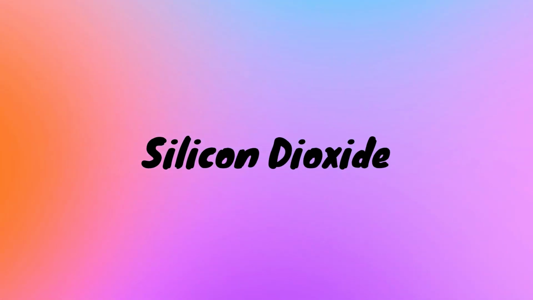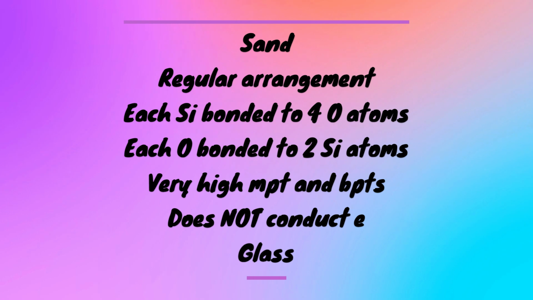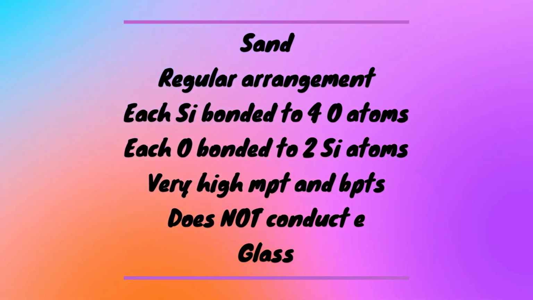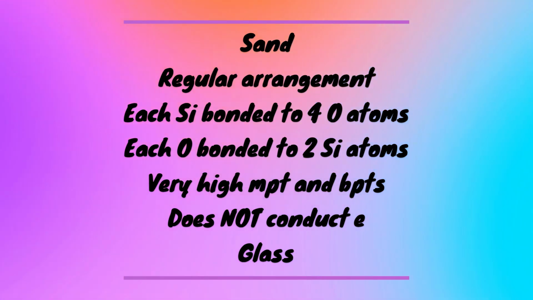We then have silicon dioxide or silica, and this is the main compound found in sand. It is an example of a substance with a giant covalent structure, and atoms are joined together in a regular arrangement. There is no set number for the amount of atoms joined together. However, each silicon is bonded to 4 oxygen atoms, and each oxygen is bonded to 2 silicon atoms. It has a very high melting and boiling point. It cannot conduct electricity, and it can be used to make glass.